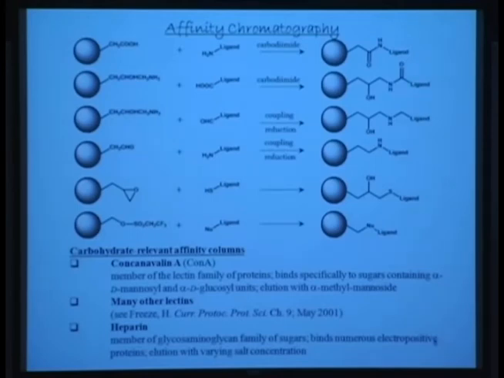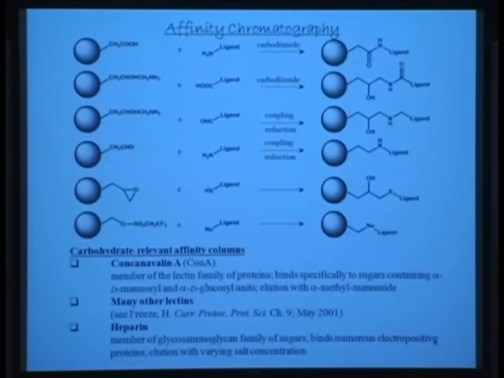The most common affinity-based columns are concanavalin A-based lectin. This is a lectin, and it typically binds mannose and glucose. Here it binds mannose and glucose, and what we do is elute with mannoside, alpha-methyl mannoside, and release them. There are several other lectins that are available.